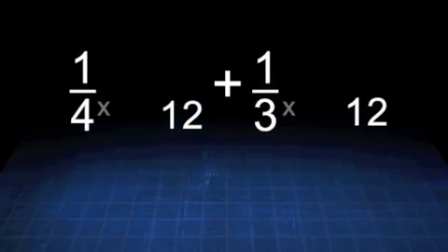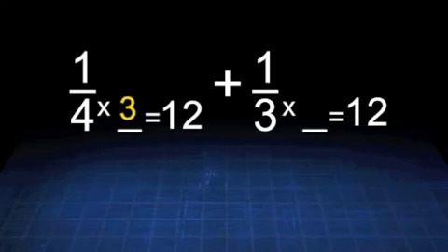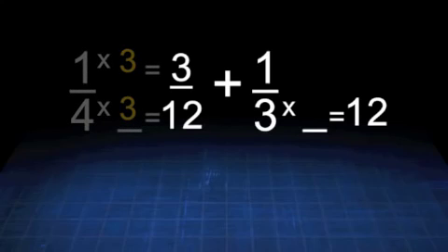To do this, we have to multiply each denominator by a number to get the new denominator of 12. 4 times 3 will equal 12. Now that we have multiplied the denominator by 3, we also have to multiply the numerator by 3. 1 times 3 equals 3. 1/4 is now 3/12.